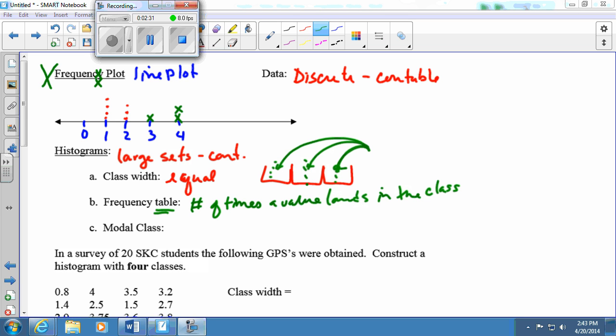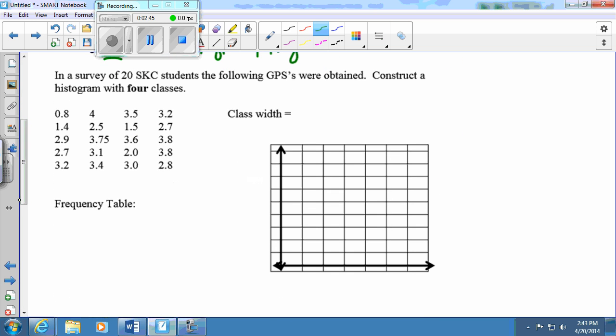The modal class is the class that occurs the most often. Again, you see that word mode. Most often, that would have the greatest frequency, and frequency just means the number of times it occurs. So here's some data about 20 students, and we're looking at their GPA. And we're going to put them into 4 classes.